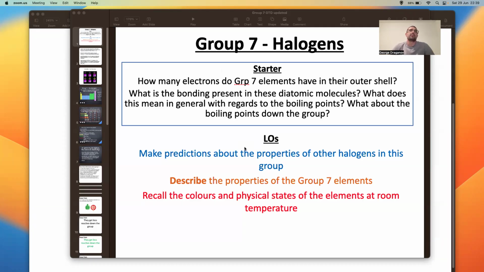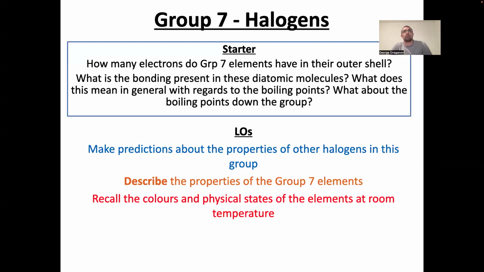So here are some starter questions for us. How many electrons do group 7 elements have in the outer shell? What is the bonding in a diatomic molecule? Is it covalent, ionic, metallic? What does it mean in regards to boiling points down the group? Thinking about structures. So you can pause here and have a think about it, but we're going to move on to the answers.